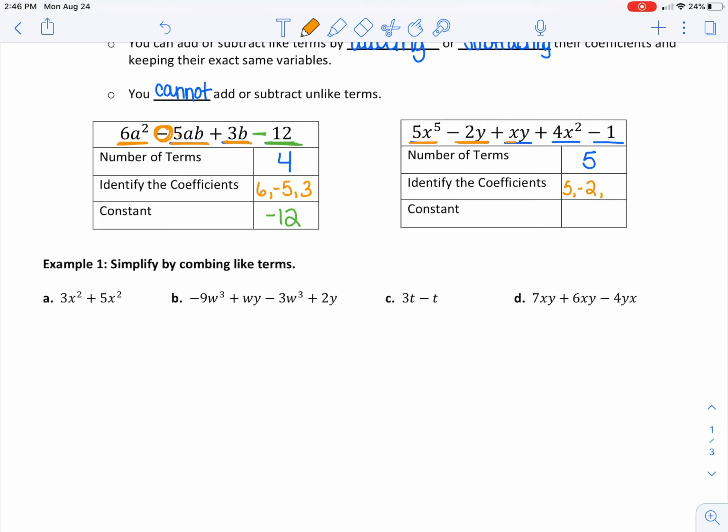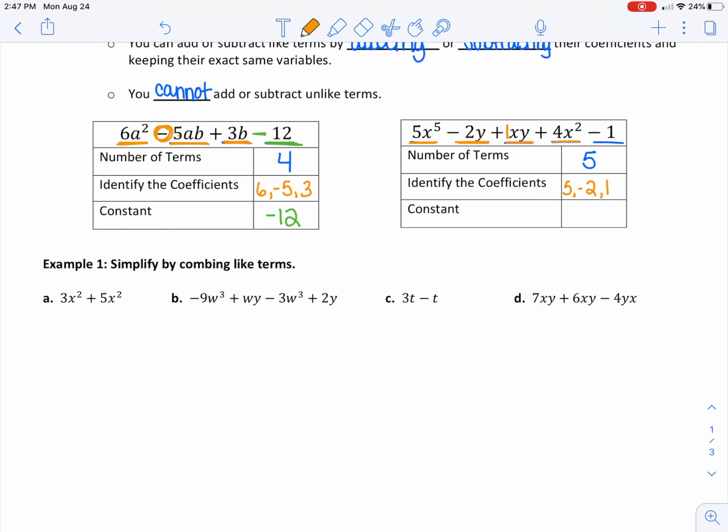Okay, then we have our next term that has a variable of xy. The coefficient, it doesn't have a number. It looks like it doesn't have a number in front, but we've all heard of that imaginary 1, because if you multiply anything by 1, you still get itself. So xy times 1 is still just xy. So that coefficient is going to be 1.